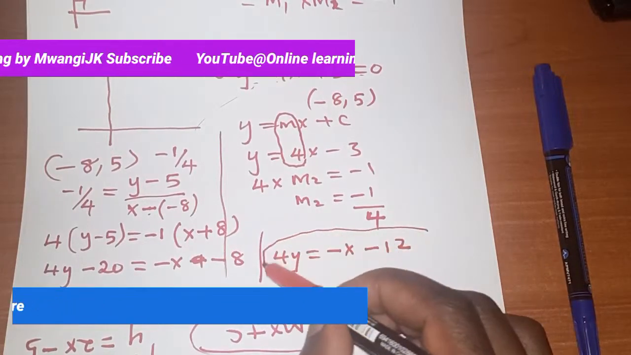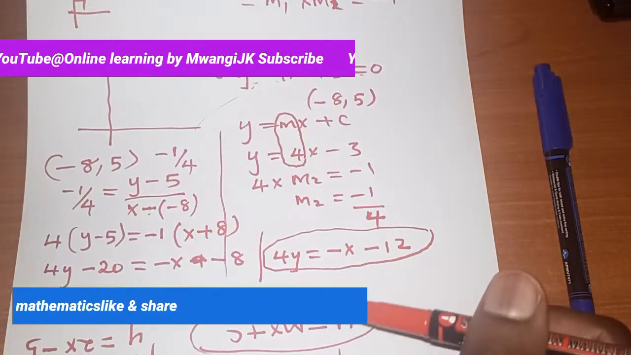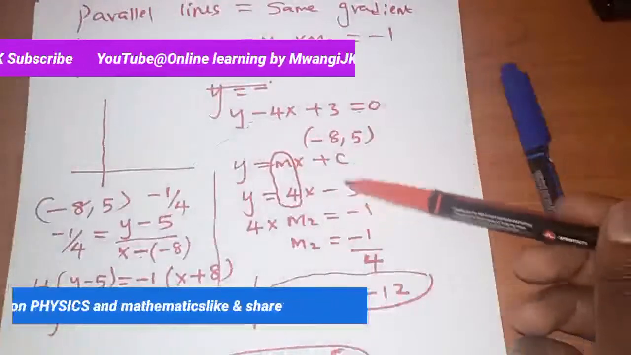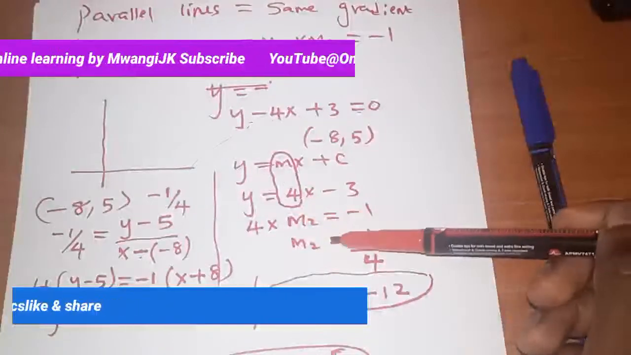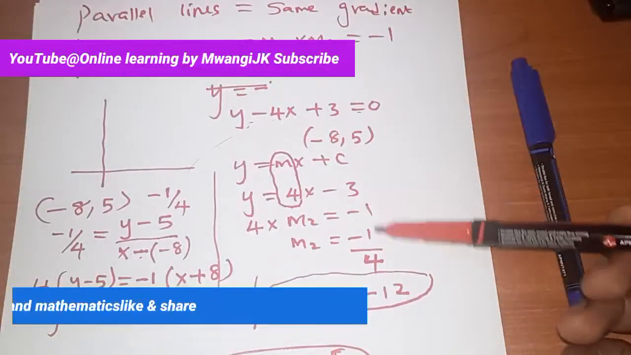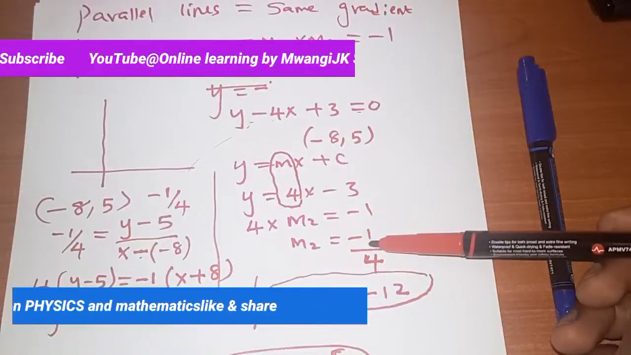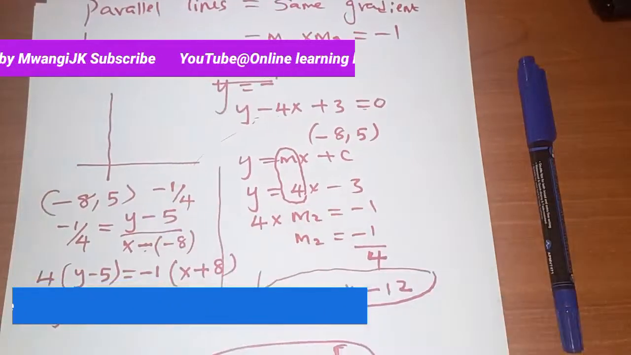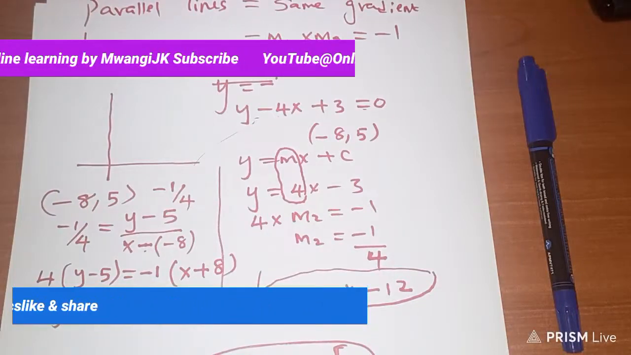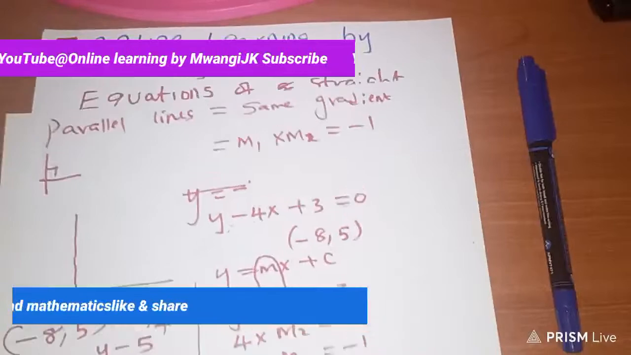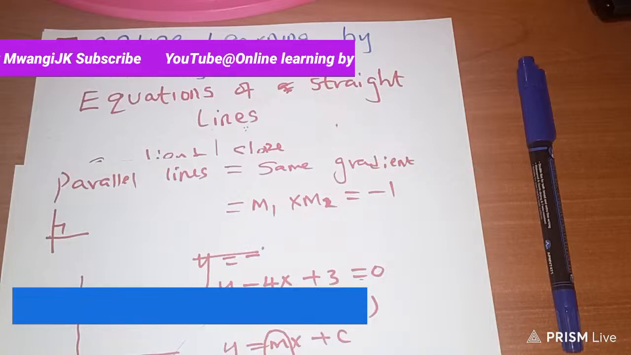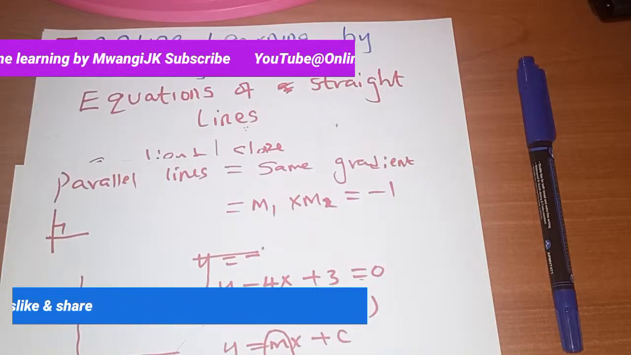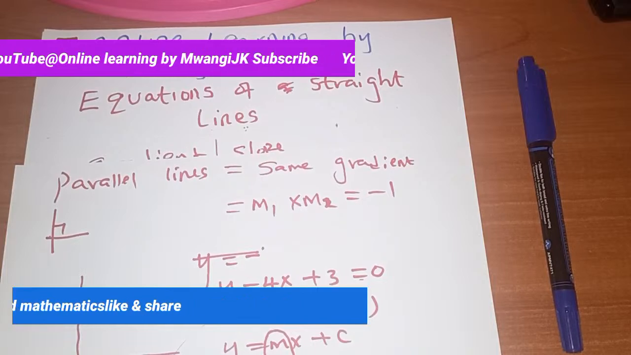So this is the equation of a line perpendicular to the line given by this equation. We first found the gradient of this equation, and then used the relationship between the product of the two gradients to get the equation which passes through this point. The other point is about parallel lines. As we said, parallel lines have the same gradient, so they share a common gradient.